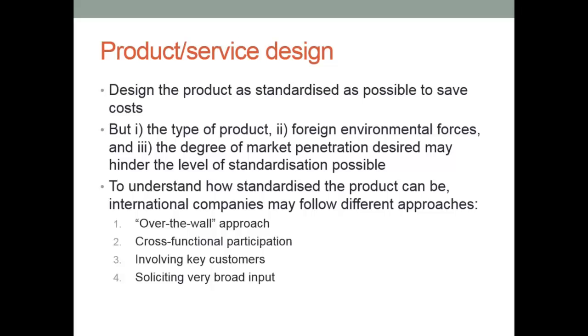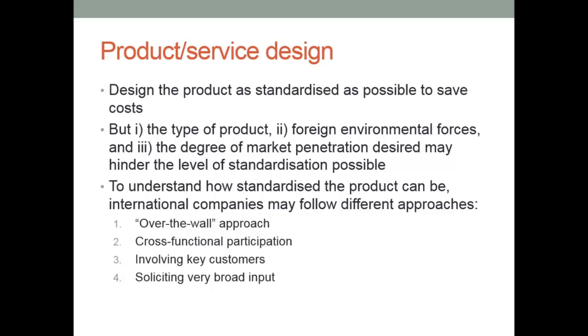When we spoke about the marketing mix of international companies in Unit 5, we saw how a standardized product brings about economies of scale and economies of learning in production, and thus cost savings. And we also saw how the type of products, foreign environmental forces, and the degree of market penetration, these three factors, influence whether we can standardize the product or not.